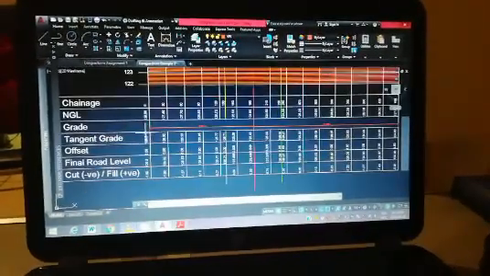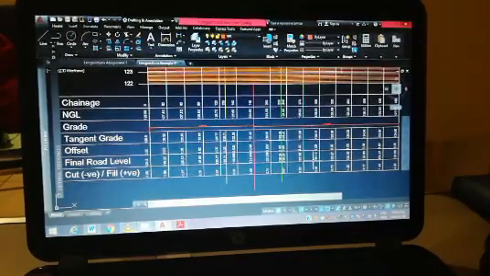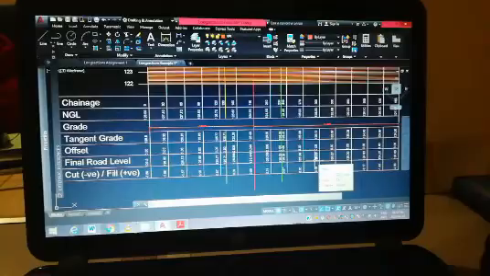Alrighty, so okay, you'll see that I have calculated and filled in my cut and fill values, my cut being negative and my fill being positive. So basically you just enter all the values that you've calculated there, making sure that you enter the values to 2 decimal places, and then you are basically done filling out your table.